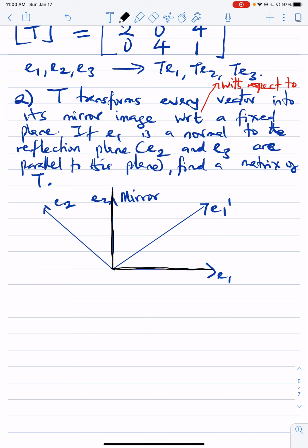E2 and E3 are parallel to this plane, right? E2 is parallel to this plane. This is a reflection of that. E3, I mean, this is a 2D example, but we're assuming E3 is parallel to this plane. It says find the transformation that's made, for instance, E1 becomes E1 prime. It has moved an angle. E2 has moved an angle too. So you're looking for.